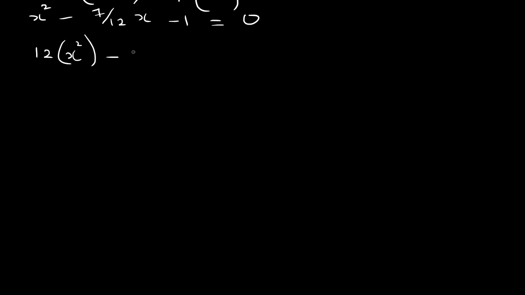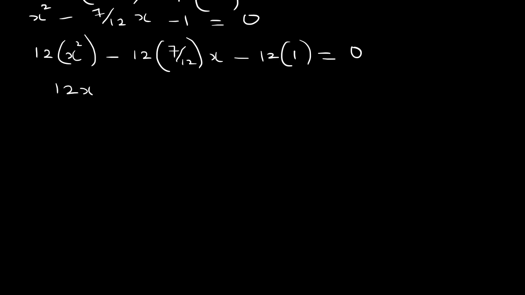If we do that, here becomes 12 x squared minus 12 times 7 over 12 x minus 12 equal to 0. So now this 12 will cancel out with this 12 and we'll have just 7x. Minus 12 times 1 is 12, equal to 0. So this becomes the equation with the given roots.